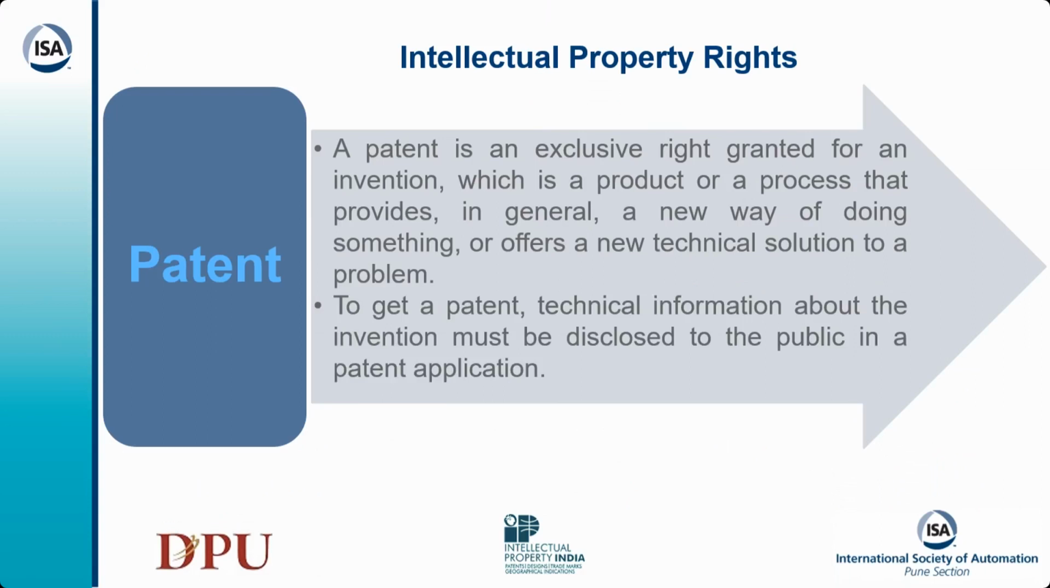Second, to get the patent, technical information about the invention must be disclosed to the public in the patent application. This is the important thing. We have to declare and disclose the whole information publicly. Next, what is an example of a patent? The light bulb was an invention and it was patented. The IC engine was also patented. So these are two examples just given for understanding purposes.